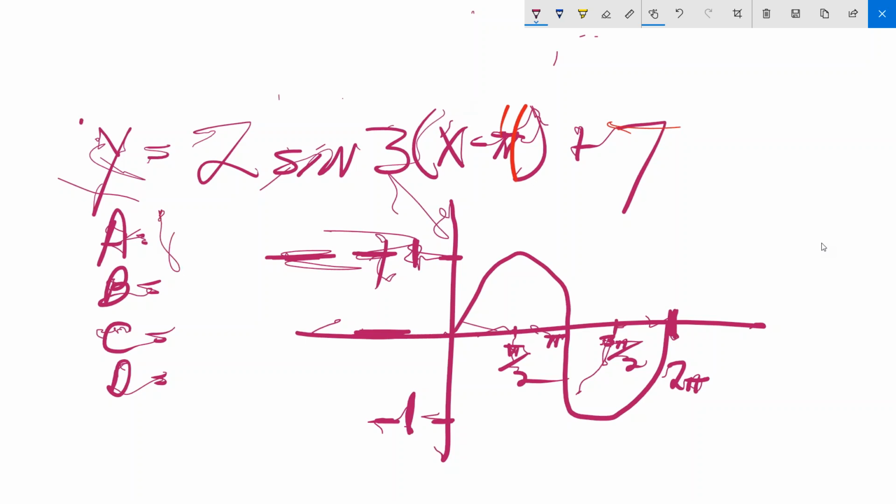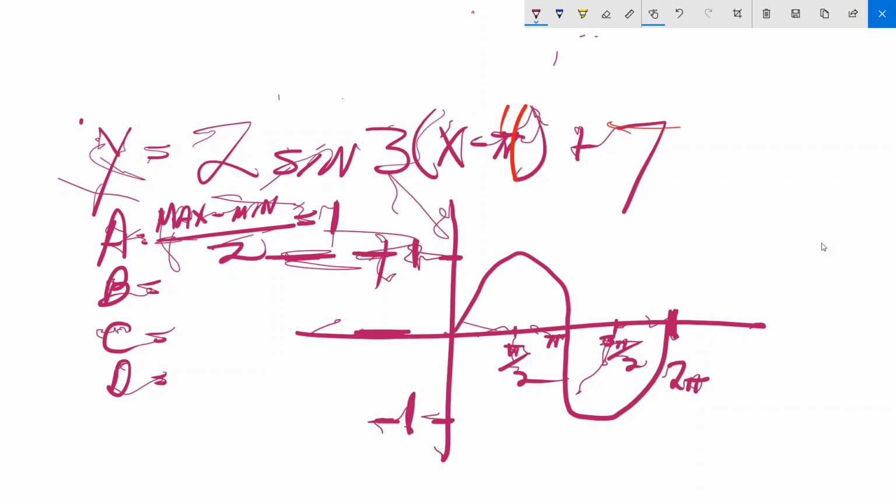And here's how you get it. You do the max minus the min divided by 2. Well, that's 1 minus a minus 1, which is 2, divided by 2. So the amplitude is 1. And that's what A is.